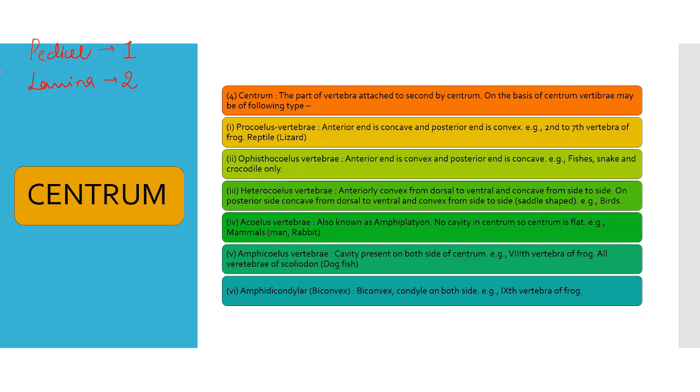The spinous process or neural spine is found projecting dorsally. Six other processes originate on the neural arch: the superior articular processes, the inferior articular processes, and the transverse processes.